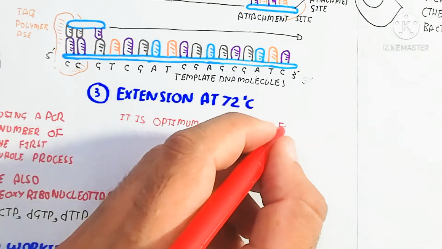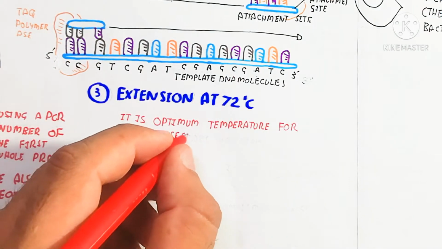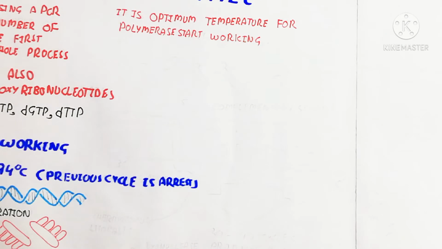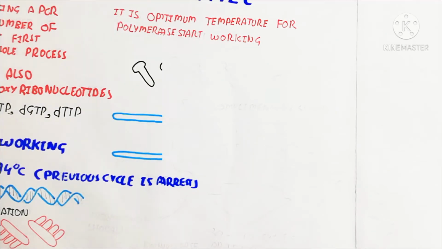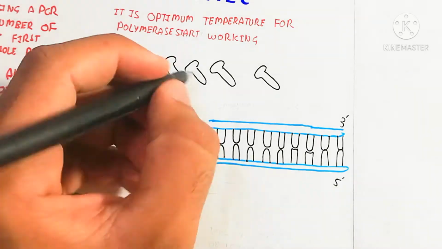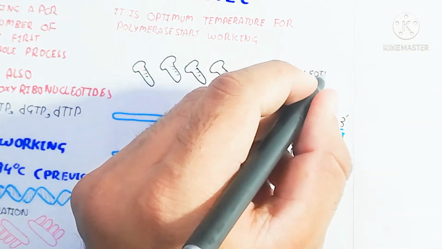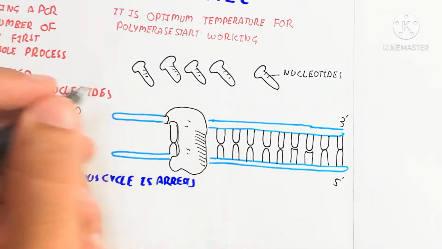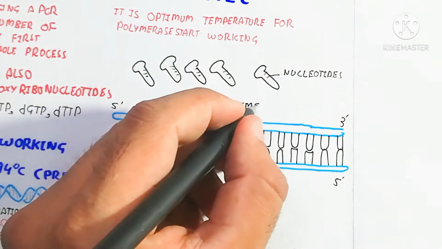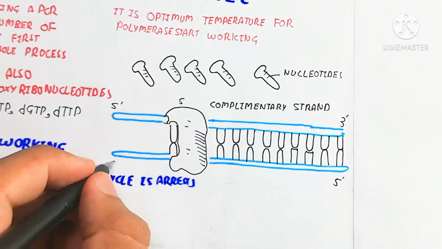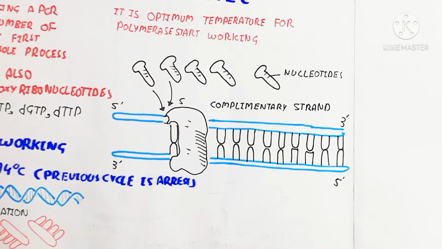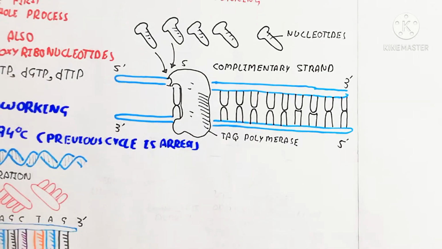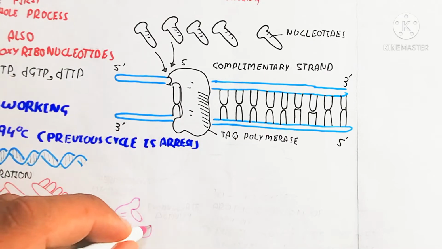So that is the extension at 72 degrees Celsius. It is the optimum temperature for the polymerase to start working. That is why the polymerase enzyme starts working in the presence of 72 degrees Celsius. So one by one the complementary nucleotides come and bind the single strand with a complementary strand again. That means two DNA segments will be formed from the one segment of DNA by the denaturation. You should remember that, so a complementary strand will be formed.